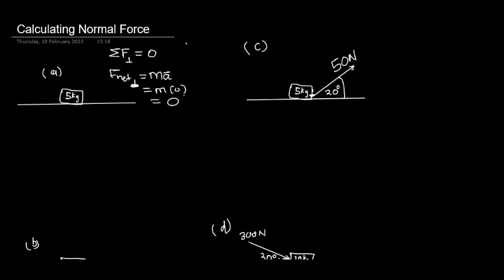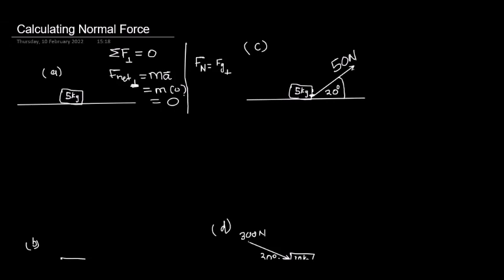Now the second thing we need to understand is that the normal force, if there's no other force applied at an angle, will equal the perpendicular component of gravity. We'll draw diagrams to show when that happens and when that doesn't happen. Let's start with A.